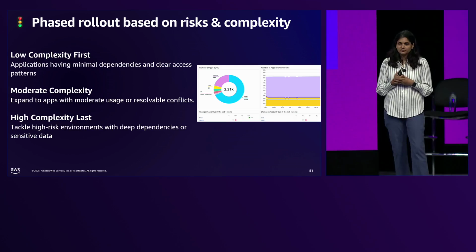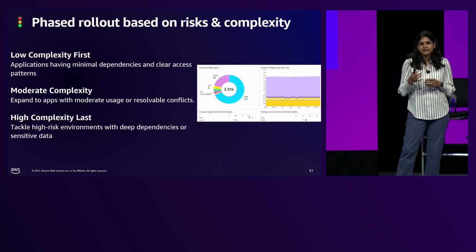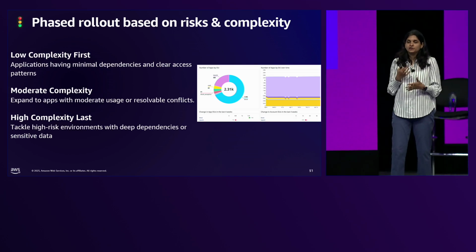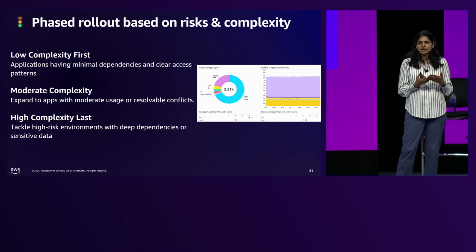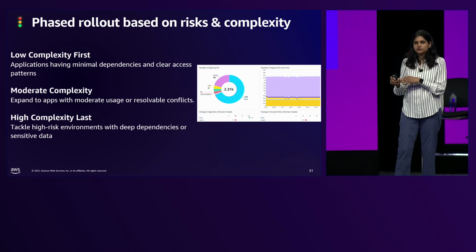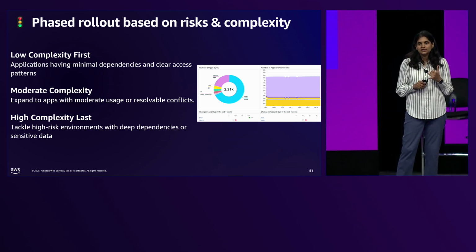Let's look at the complexity first. We started with our low complexity apps first. These were new services, apps which had only dev and staging environments, pretty much isolated. So we knew that the blast radius was small. We first moved these accounts into the new OU so we could validate our guardrails and also our tooling. Once that was done, we moved on to moderate complexity. These had some moderate production usage, but they did require some coordination with the teams.